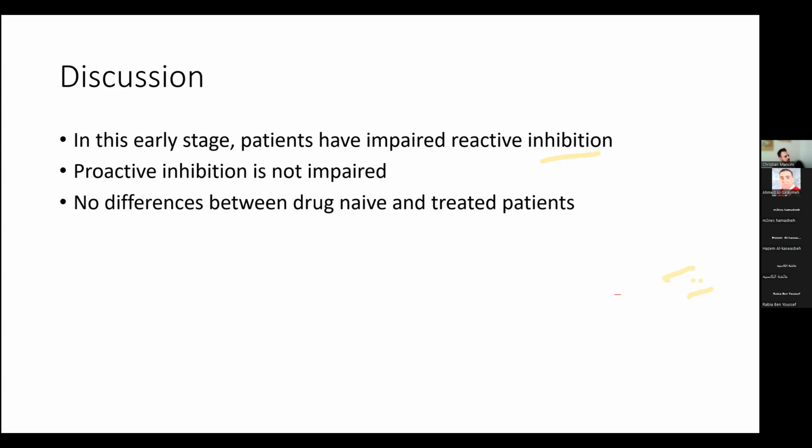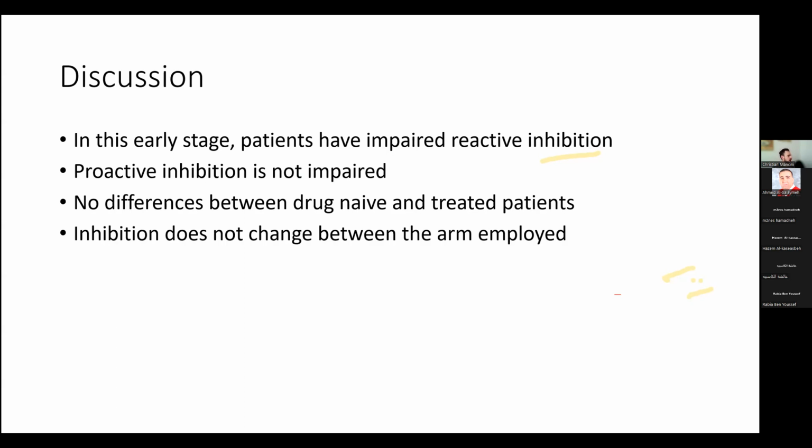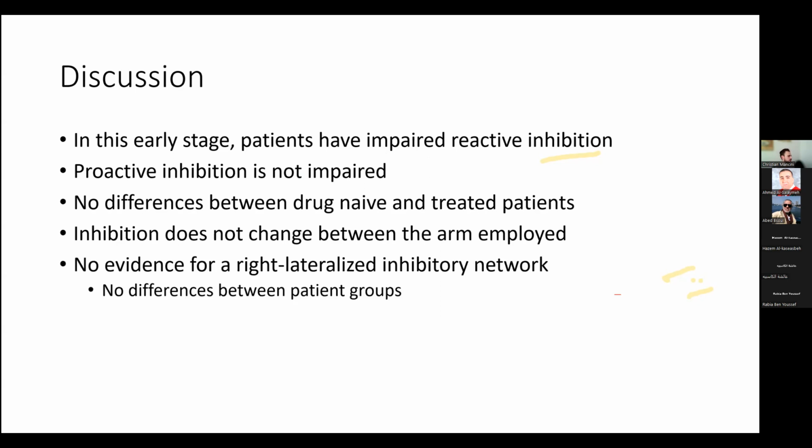So there is no difference between drug-naive and treated patients. And inhibition does not change between the arm employed. I don't have data, but there is no difference in arm as before. So, no evidence again, and I think I can convince you that our inhibitory network is not right lateralized. This is given the fact that we did not find any difference in patient groups.